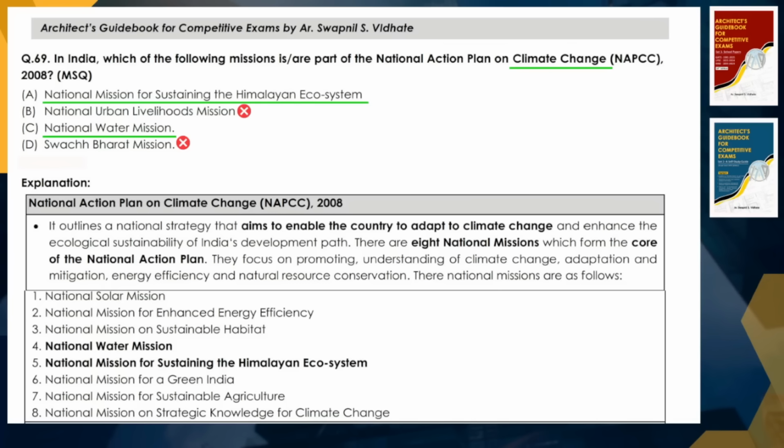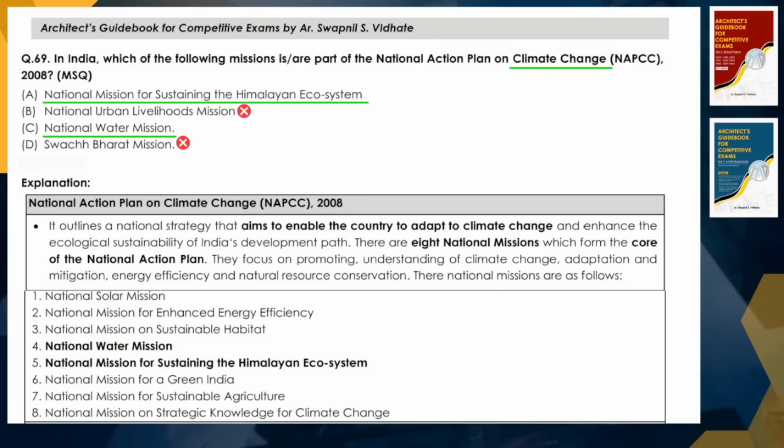The questions based on what is the Paris Agreement, and what are the different conferences held related to climate change, all these have been asked previously in earlier question papers. So here, to achieve the global targets related to climate change, India has adopted the National Action Plan on Climate Change, which is called NAPCC. And which are the missions under this action plan?